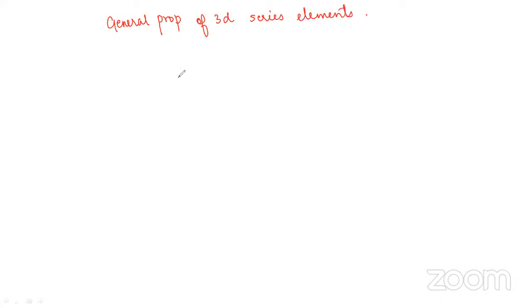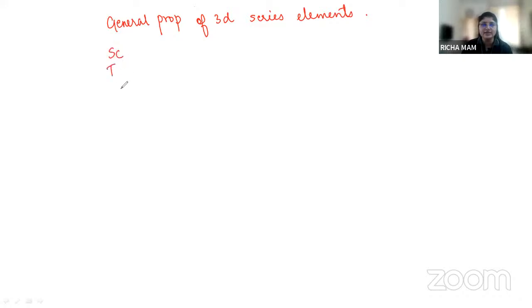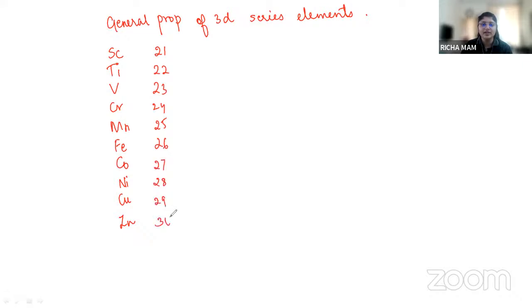So the electronic configuration of the 3d series. First is scandium. Which are the elements? Scandium, titanium, vanadium, chromium, manganese, iron, cobalt, nickel, copper, zinc. Atomic numbers 21, 22, 23, 24, 25, 26, 27, 28, 29, 30.